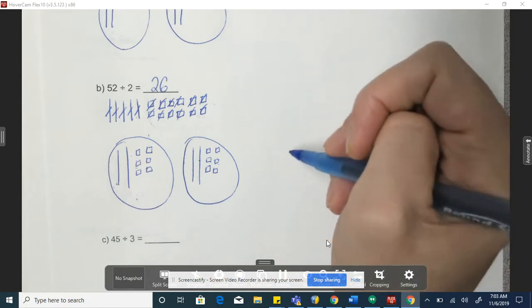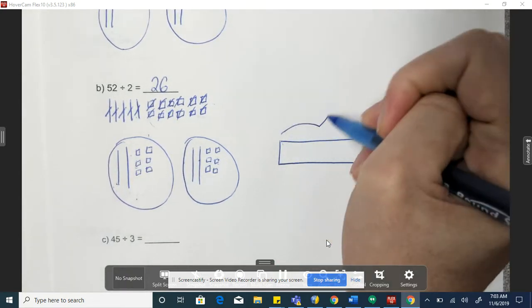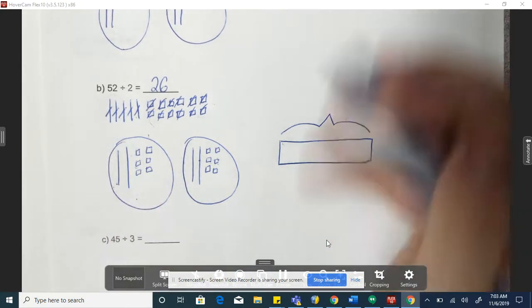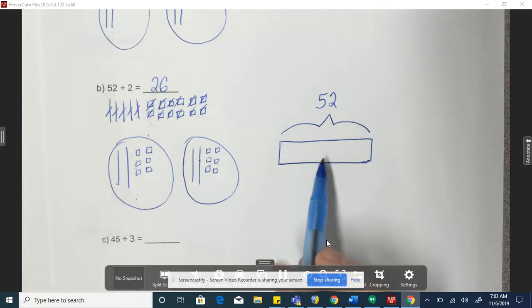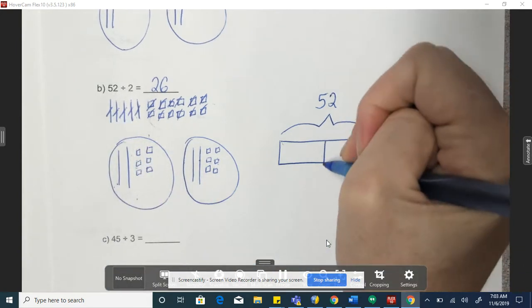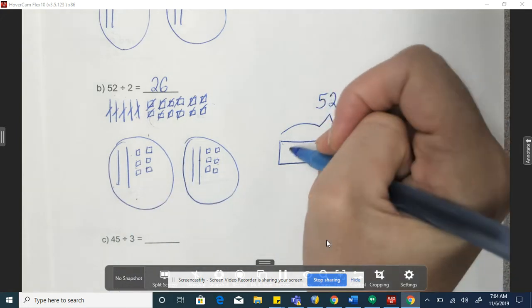I'm going to check my answer with a bar model. I'm going to draw my bar. I'm going to make my total be 52 because that's the number I'm starting with, also known as my dividend. I'm splitting this into 2 groups because we're dividing by 2. Thinking to myself, what can I add twice to get to 52? These numbers need to be the same because they're equally split. Well, let's see. 26 plus 26 equals 52.